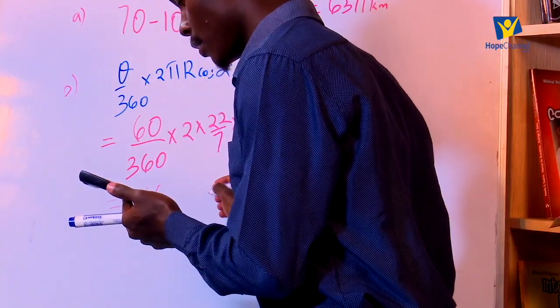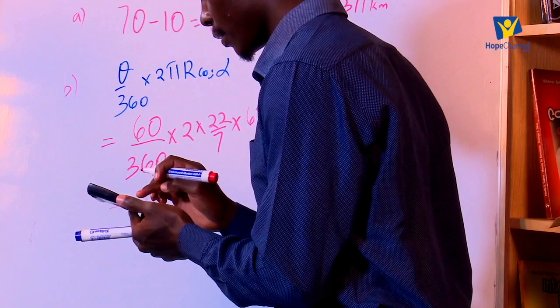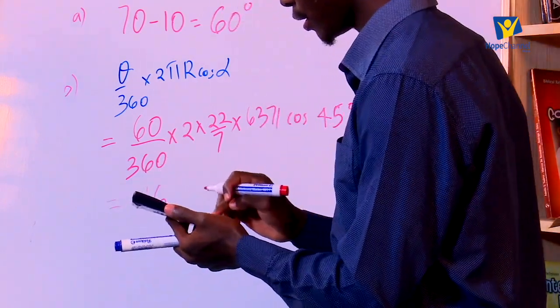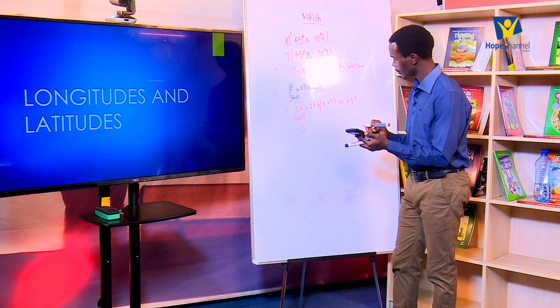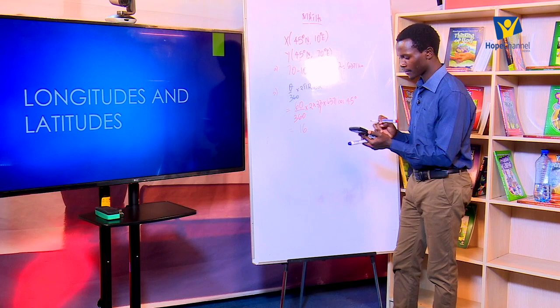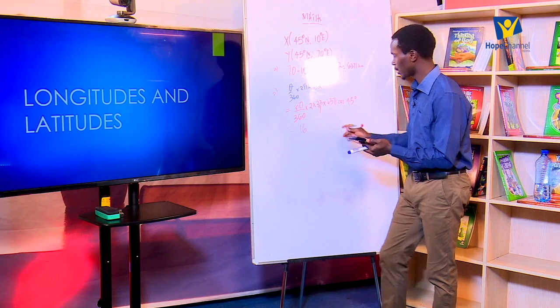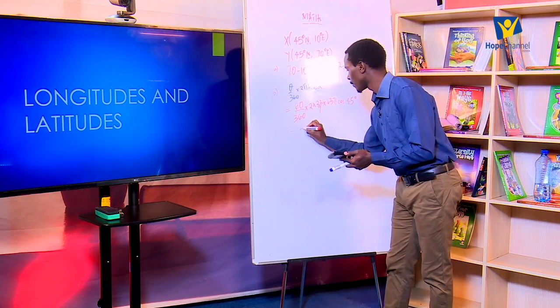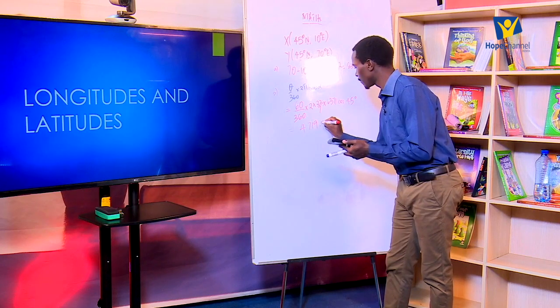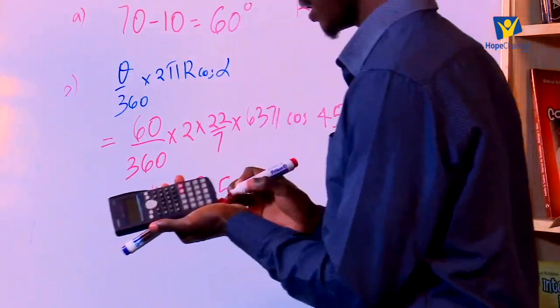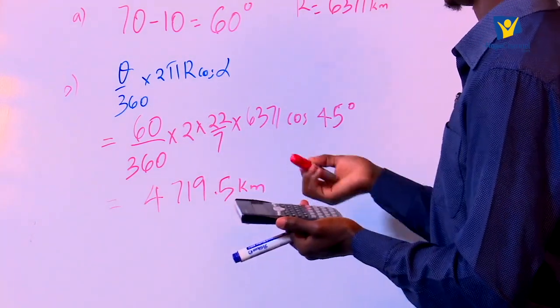Or rather, sorry, I made a mistake. Let me redo it again. 60 times 2 times 22 over 7 times the cosine of 45 divided by 360. That should be giving us 4,719.5 kilometers. It's a very simple substitution.